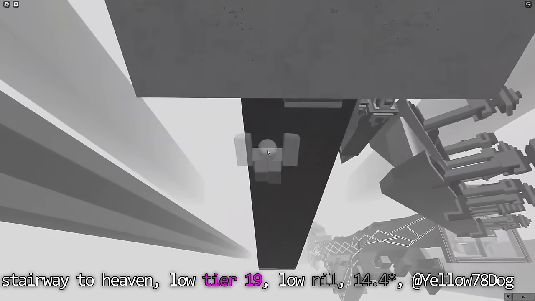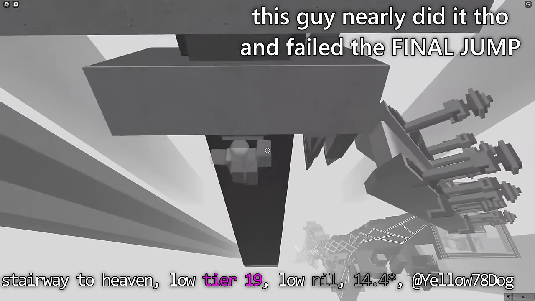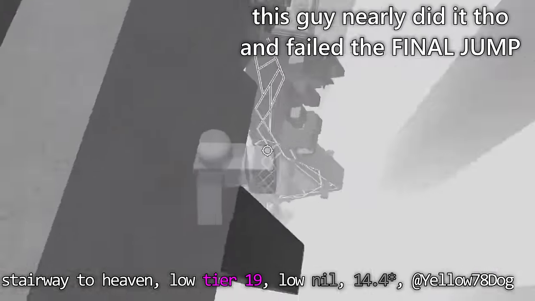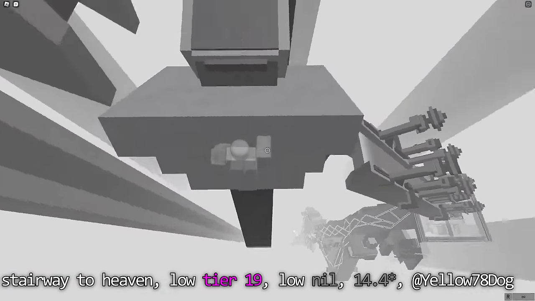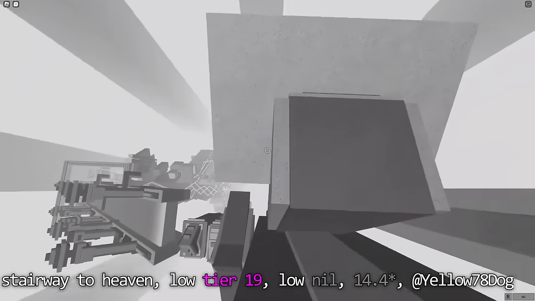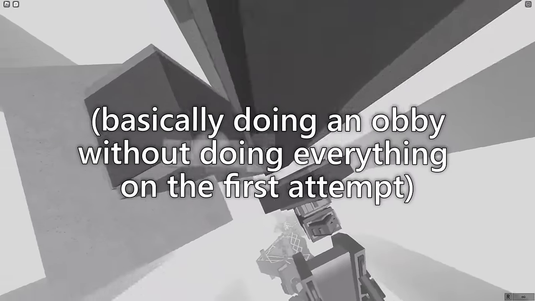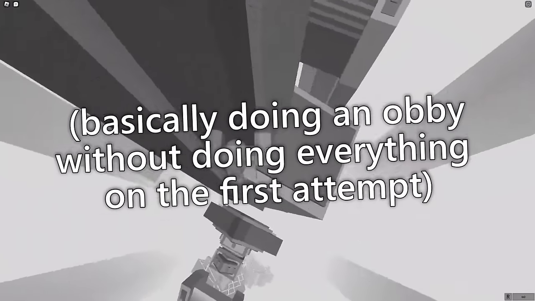A really great example of this is an obby called Stairway to Heaven, a high tier 19. Allegedly. This obby is so long and hard that there's no verified winners even after existing for over 4 years, and there's not even an all jump completion that I could find anywhere, which is a completion where you don't have to do every jump without failing.